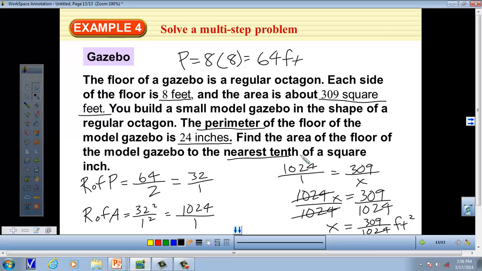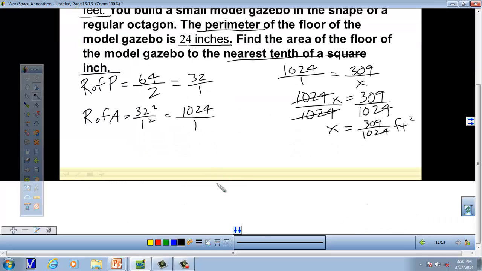Unfortunately, they want it to the nearest tenth of a square inch, so we have to do some conversion here. We know that 1 foot is equal to 12 inches. So therefore, if I want 1 square foot, I have to square both sides. So if I get 1 square foot here, that's equal to this squared, which is 144 square inches. Okay? We're going to use that with this to figure out how much that is in square inches.